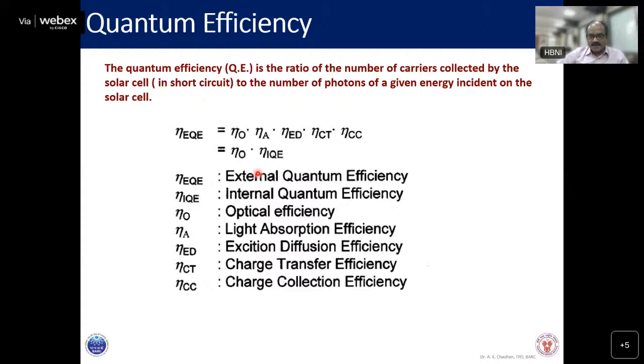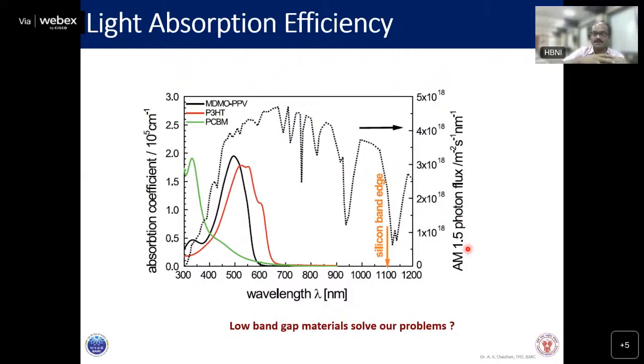There's one thing, external quantum efficiency and internal quantum efficiency. Internal quantum efficiency is when I have taken care of the reflection of the electrons also. In that case, it will be considered the internal quantum efficiency. So now, first let us see light absorption efficiency.